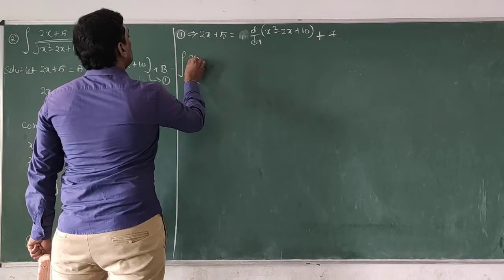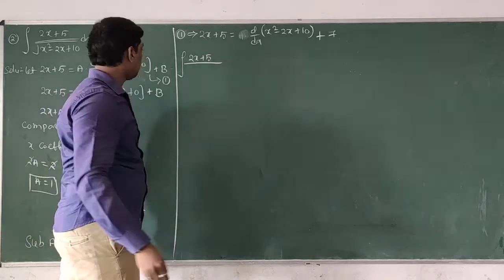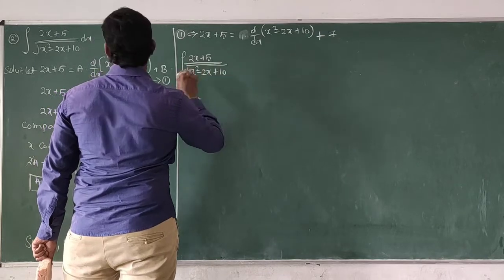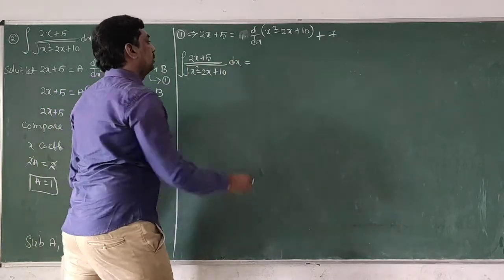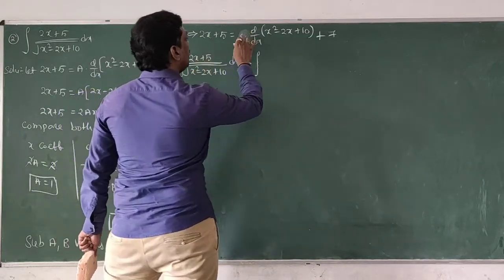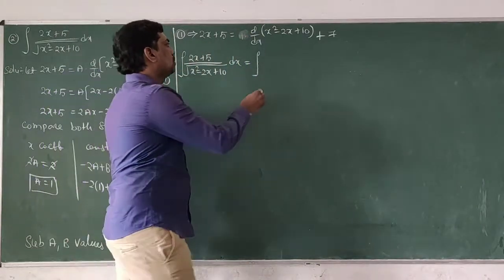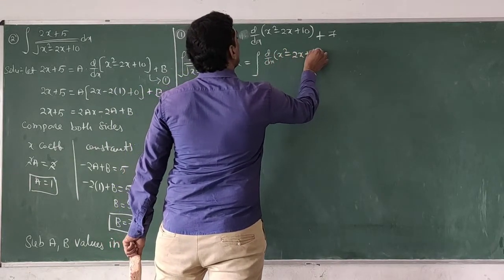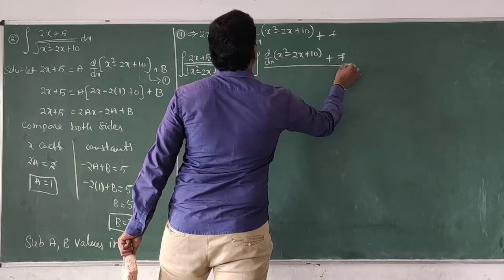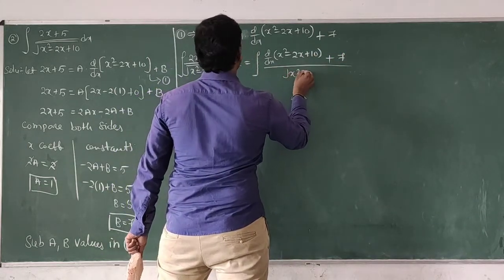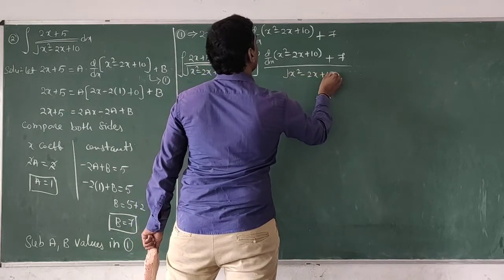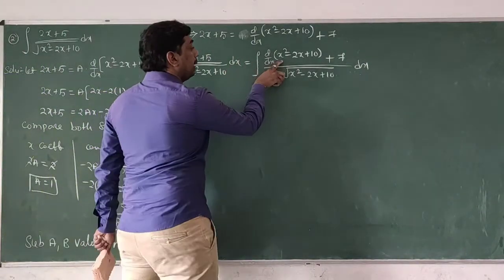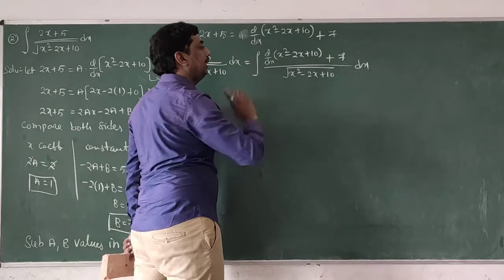Now take the given problem. Integration of 2x plus 5 by square root of x square minus 2x plus 10 into dx equals integration of 1 into the derivative of x square minus 2x plus 10 plus 7, whole by square root of x square minus 2x plus 10 into dx. Now separate the denominator and also separate the integration.